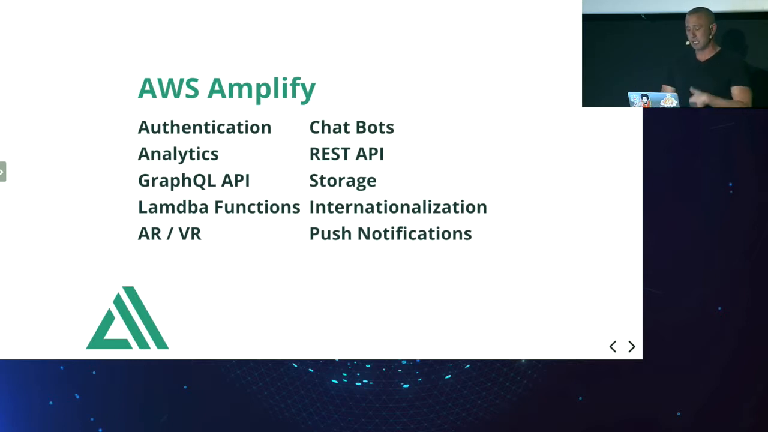Lambda functions. Two exciting ones are AR, VR, and chatbots. So you can build scenes and deploy them using the Amplify client. And you can actually build and deploy chatbots from the command line, which is pretty cool. REST APIs, storage, S3, push notifications, I mentioned, internationalization. That's a client-side library, the internationalization part.